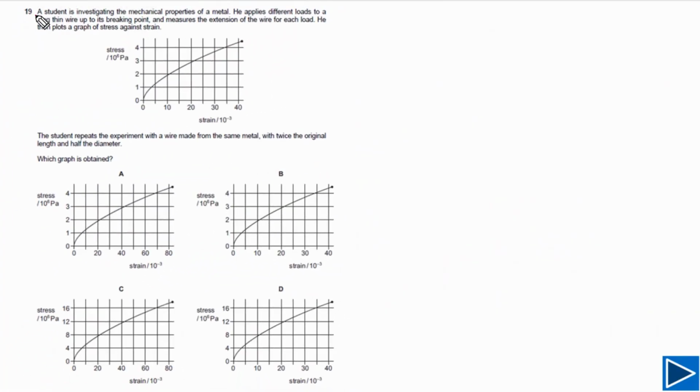For this question, it is given to us that a student is investigating the mechanical properties of a metal and he has plotted a graph of stress against strain. The student also repeats the experiment with a wire made from the same metal, but its dimensions are different: its length is double and its diameter is half. We need to find out which graph he will obtain from these 4 options. Actually, this question is simply based on Young's modulus.